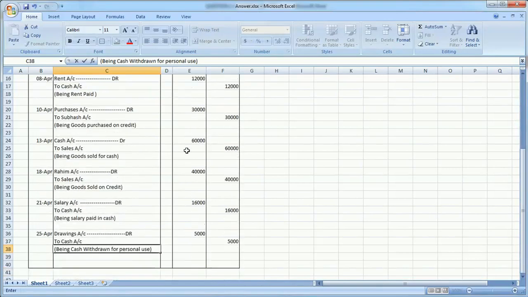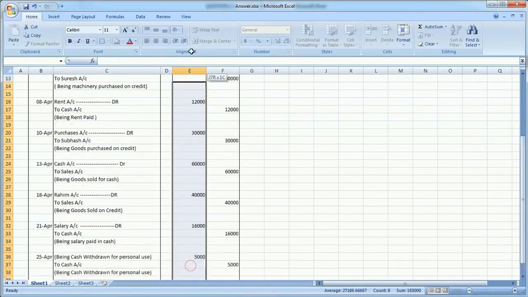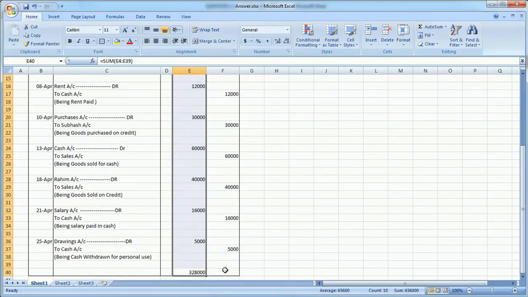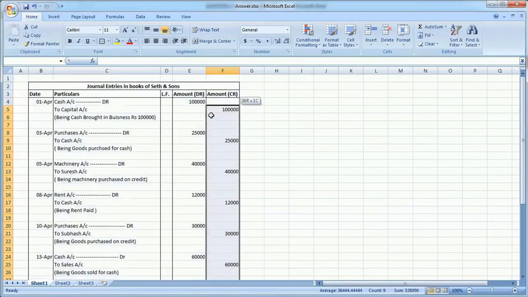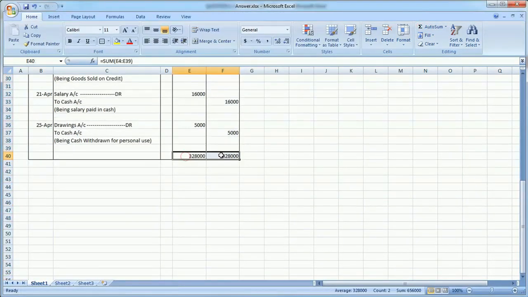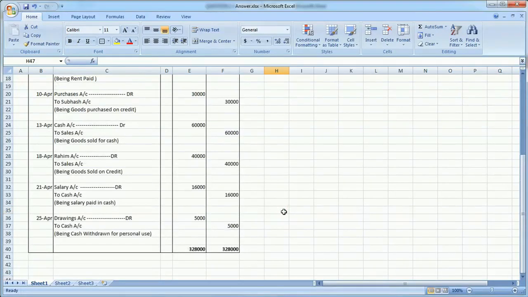All the 9 adjustments have been taken care of. Just take the total of the debit side and the total of the credit side. If it comes the same, then you have solved the problem correctly. Okay, that's it.